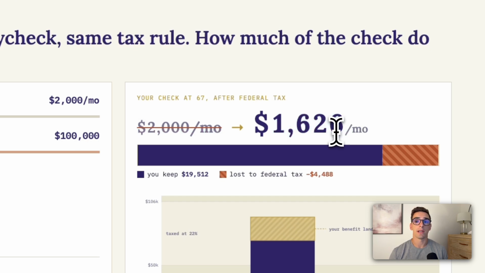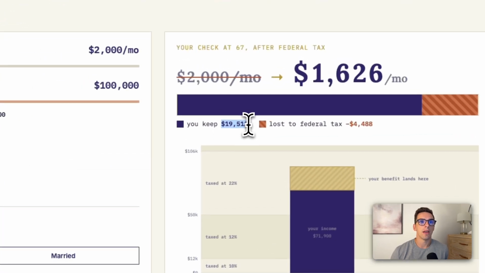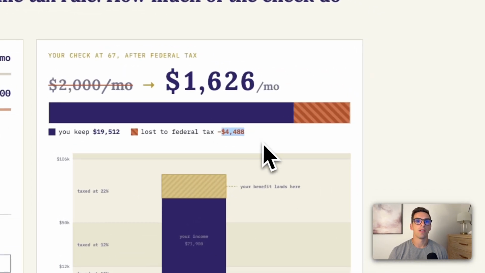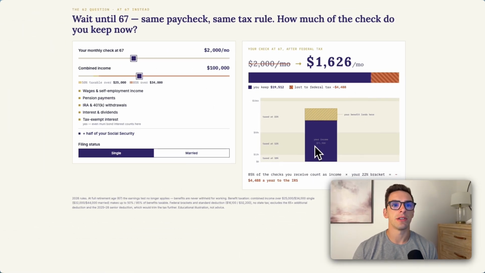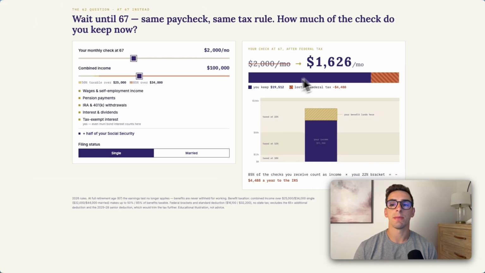$1,626. How that works out in the numbers is his total check starting at $24,000, which is his total Social Security income, is going to end up being $19,512 because he's getting taxed roughly $4,500 on that benefit. So just here's a visual representation of his income where the Social Security benefit is landing and the percent that it's being taxed on because of the bracket that it's sitting in. And so that's the simple equation.